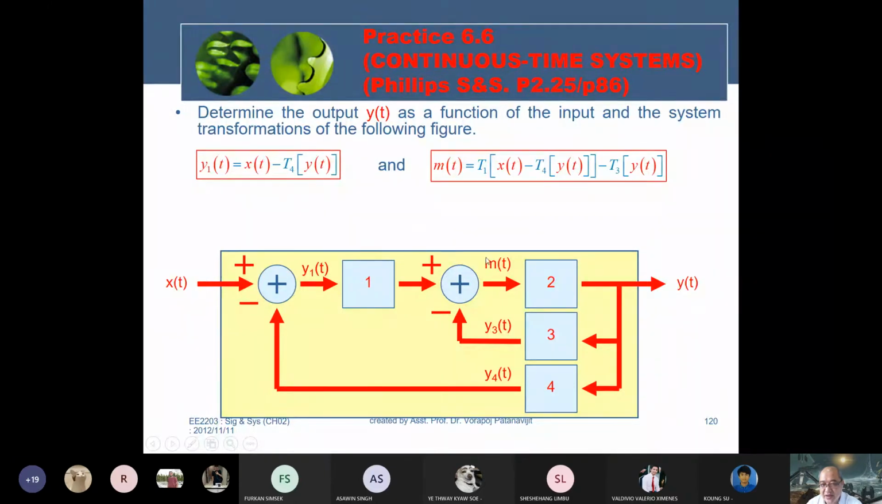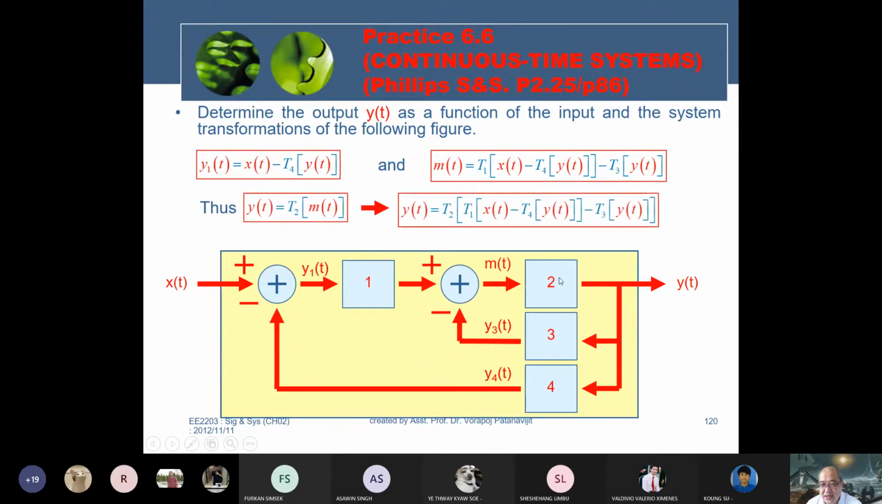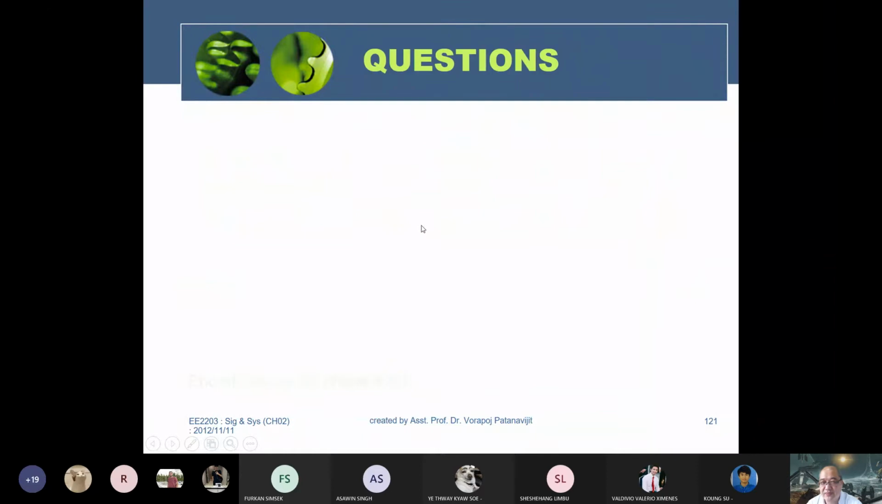After that, we can write m in terms of the input and the output. m equals the difference between x and y1; you know y1, so substitute it in this case. And don't forget about y3, which will be subtracted. In the next step, the output y[n] equals the transformation T2 of m. You know m, so you substitute it in this case. You will get the final equation that has only the input x[n] and the output y[n].